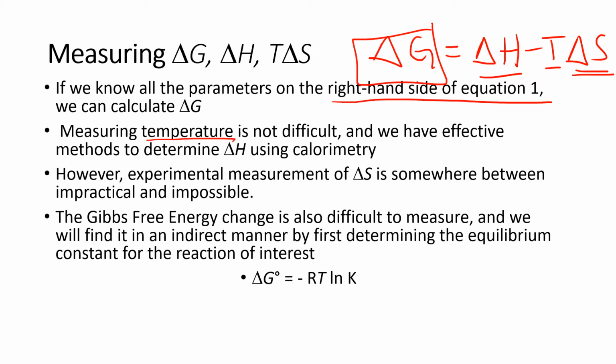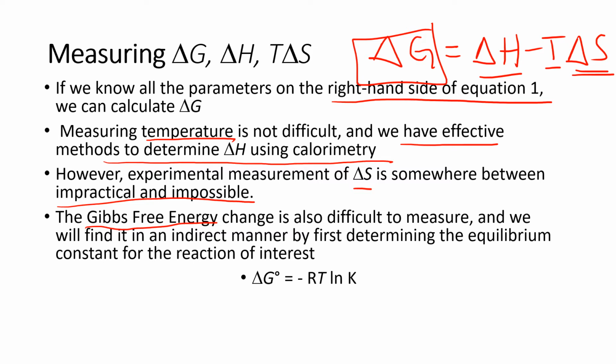Measuring the temperature, obviously not difficult, right? We have thermometers, super easy. And we do have good methods to determine delta H. With that, you just need a completely closed environment in order to measure the heat given off or required for a system. So those are fine. But delta S is the one that's difficult and very impractical, impossible, along with Gibbs free energy as well. Those are just difficult to measure.